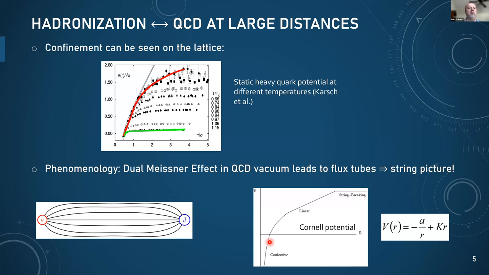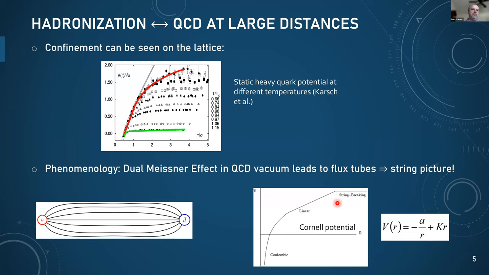There's this Coulomb-like part at small distances. So if your quark and your antiquark are very close together, it actually feels a little bit like electrodynamics. But then instead of flattening out, there is this other part where the potential becomes linear, and that's the string part. If you want a simple phenomenological model, you can write down a potential like this with a Coulomb part and a linear part. And then there's this string breaking part that we're also getting to.